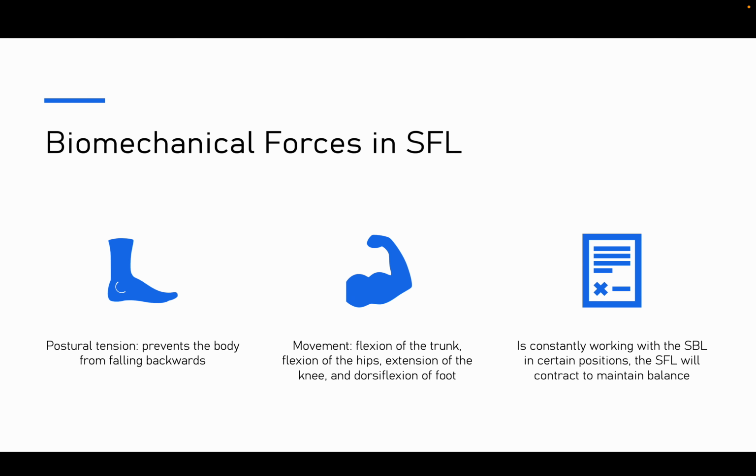So some biomechanical forces in the superficial front line include postural tension, which is going to prevent the body from falling backwards. So it's kind of just that base of support. For movement, like I said, it does flexion of the trunk, flexion of the hips, extension of the knees, and dorsiflexion at the foot. And the superficial front line is constantly working with the superficial back line in certain positions, and the superficial front line will contract to maintain balance, and vice versa.